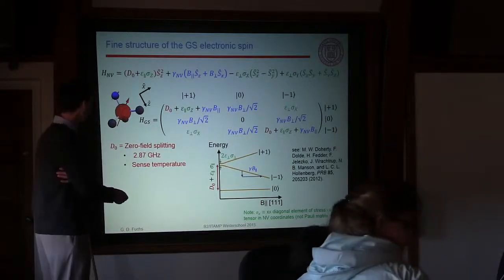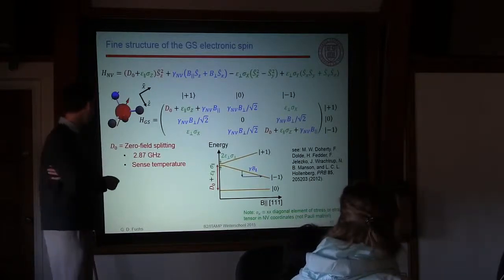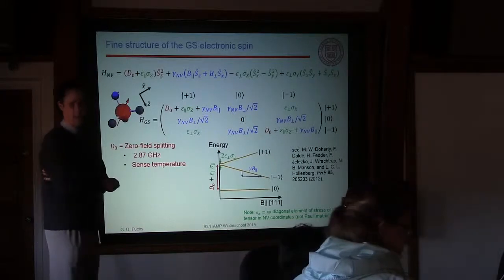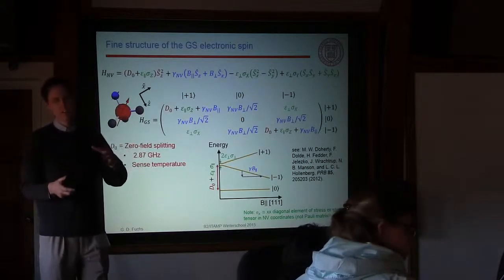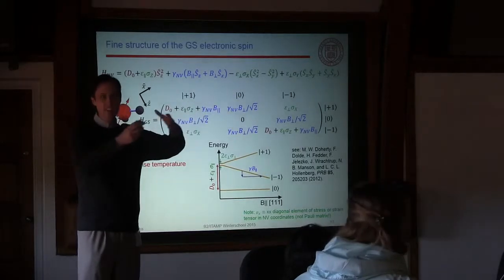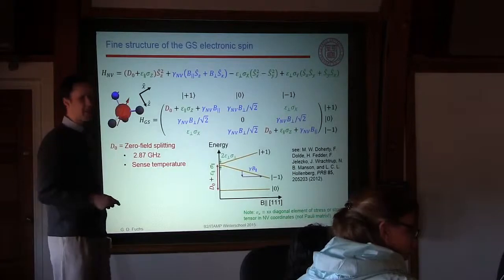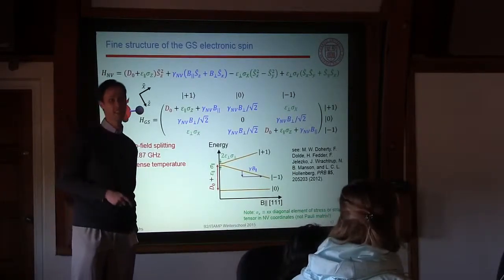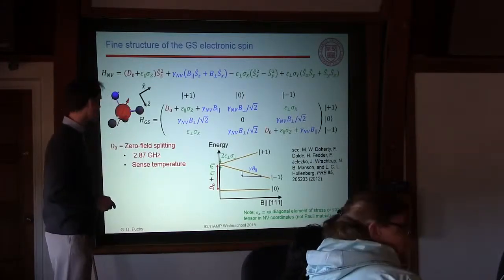It is lifting the degeneracy of the zero and the minus one spin states at zero magnetic field. And it turns out this is a very convenient value of around 3 gigahertz, and it depends on the positions of the atoms. So if you change the temperature of the diamond, the lattice of the diamond changes, and it shows up as a small shift of this term. People have used this fact to make NV centers very sensitive thermometers, and that's an interesting quantum metrology application for NV centers.